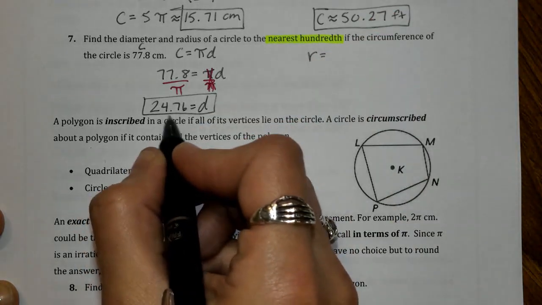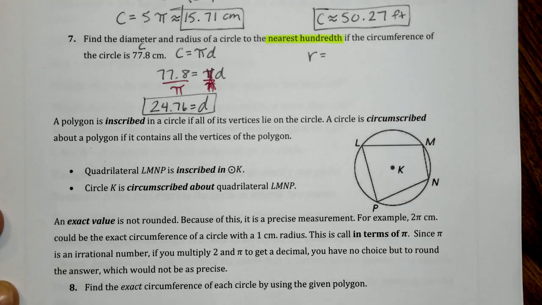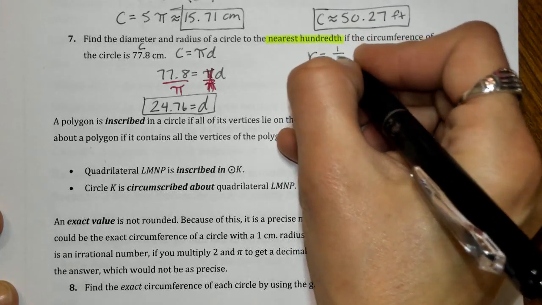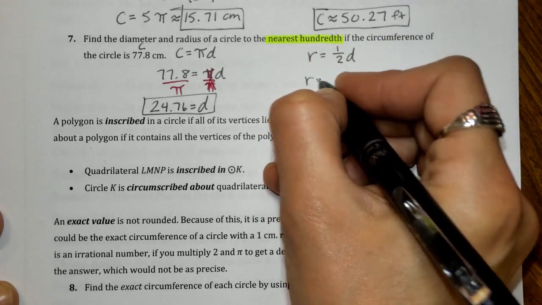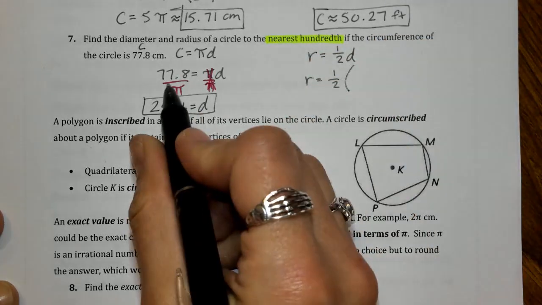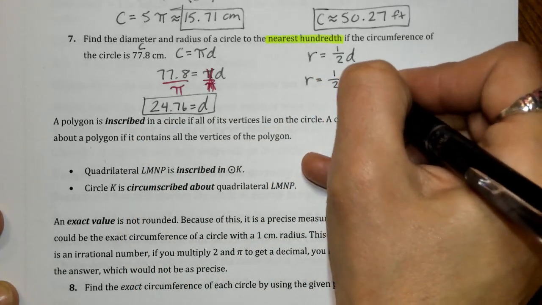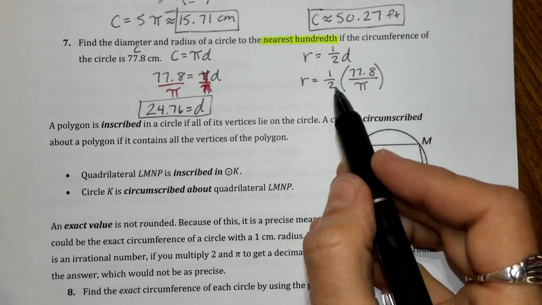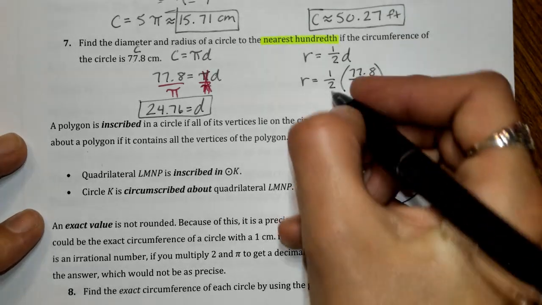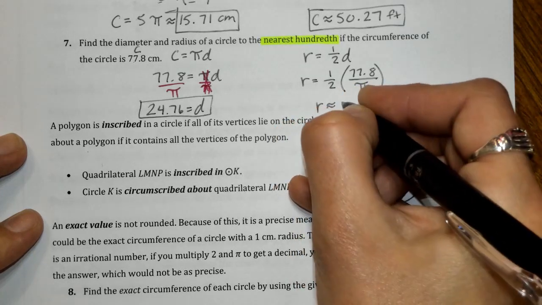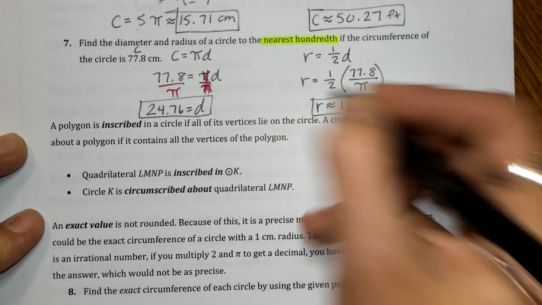But I'm not going to use the rounded one. I'm going to use this one right here, so I have a more exact number. Your radius is going to be half of the diameter. So I'm going to go ahead and use the 77.8 over pi. All we have to do in the calculator is type in 1/2 parentheses 77.8 over pi. And your radius to the nearest hundredth will be approximately 12 and 38 hundredths.